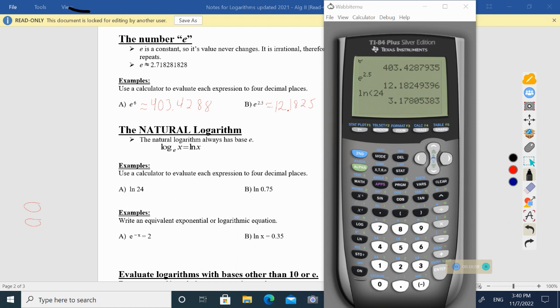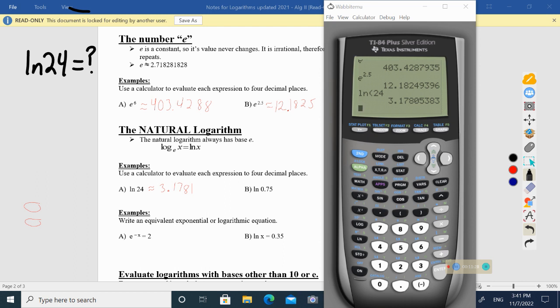So we get approximately 3.1781. Now we're typing in the calculator, we're evaluating some stuff, we're getting numbers. What does that mean? Okay, so I want us to go back over here to the left. So this problem, ln of 24 equals question mark.